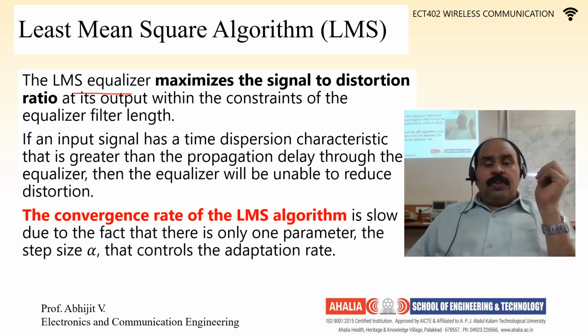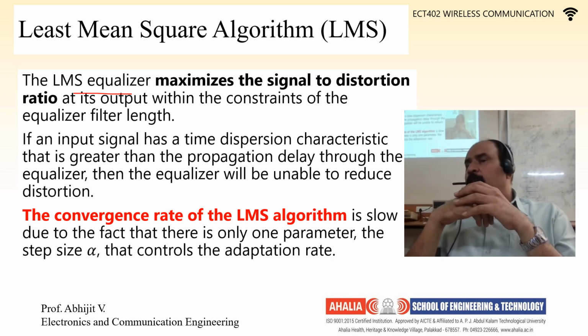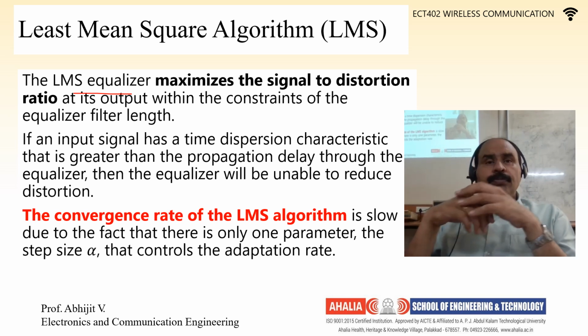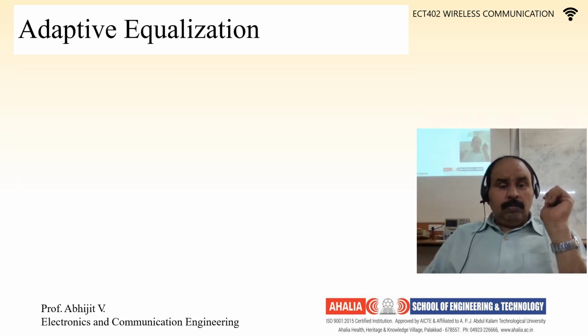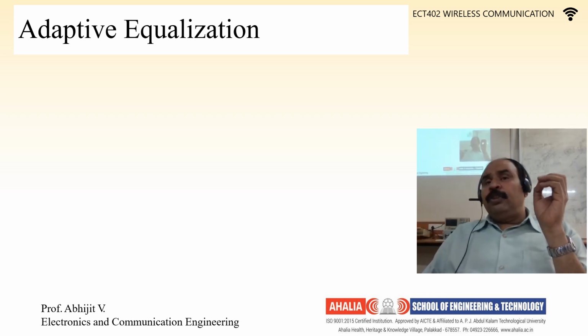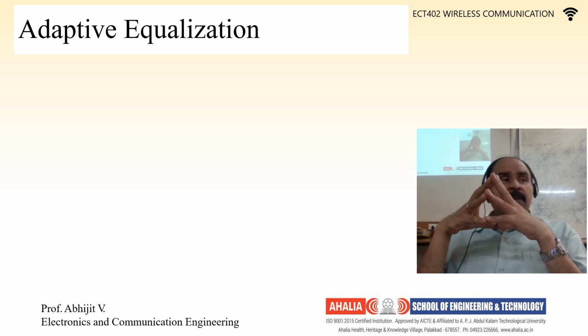So what is the convergence rate of any algorithm? The convergence rate of the LMS algorithm is low due to the fact that there is only one parameter, the step size alpha, that controls the adaptation rate. Convergence rate is slow because we have only one factor that controls it, that is alpha. So with this, I believe we have understood what the LMS algorithm is. These are the steps that you have to write when you are asked about the LMS algorithm.